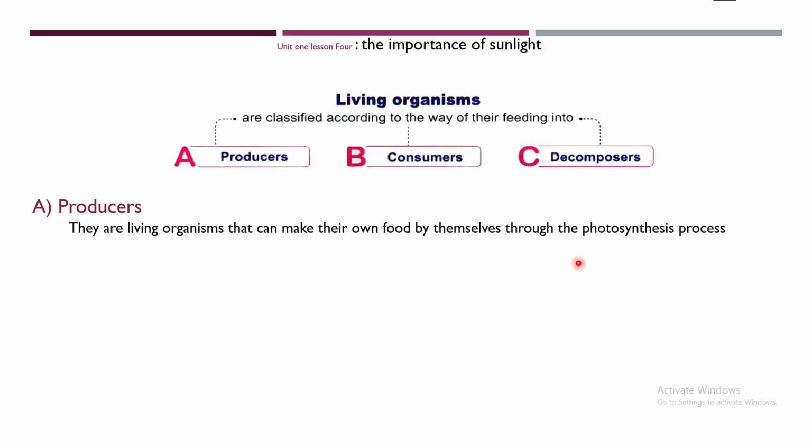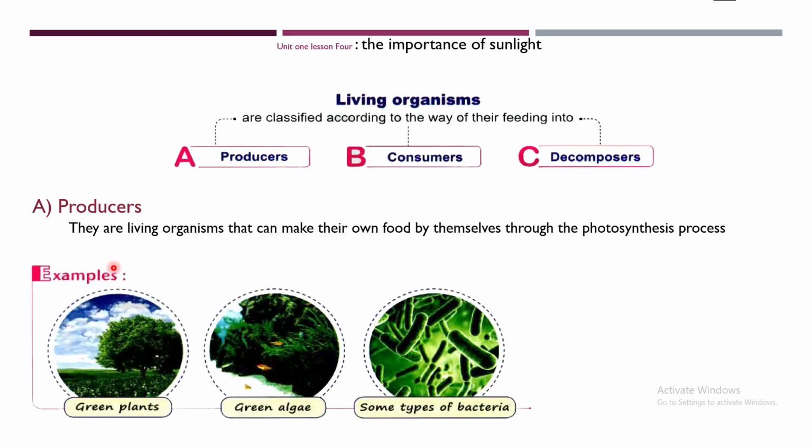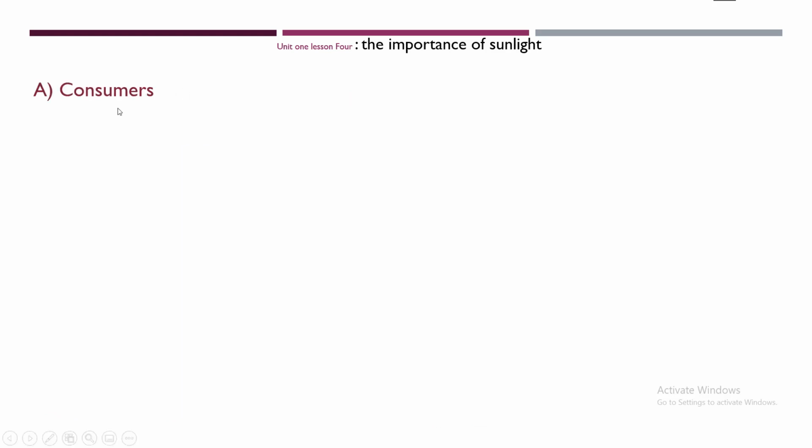And the only organism that can perform the photosynthesis process must have chloroplasts in its cells so that it can absorb the sunlight and create its own food. And these organisms are called the producers. We have many examples of the producers, like the green plants, the green algae, and some types of bacteria. Okay, moving to the consumers.